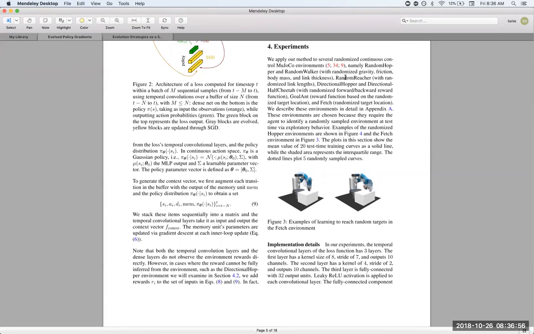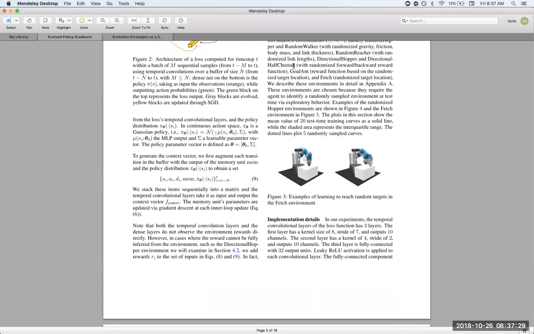They also have a goal ant, trying to reach a target on the ground. And there's a directional hopper and a directional half cheetah, some other agents that can move, and try to maintain an upright posture, like a humanoid, trying to negotiate obstacles and just move forward.